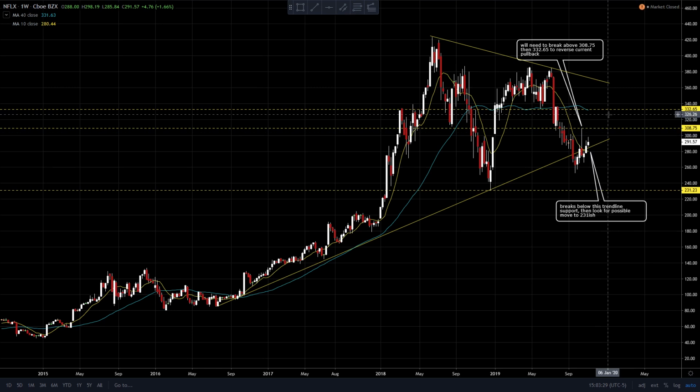then it could reverse this pullback and work up toward the 332.65 here. But if it comes back down and dips below this trend line, then we'll look for a possible retest of this level here at the 231.23 area.